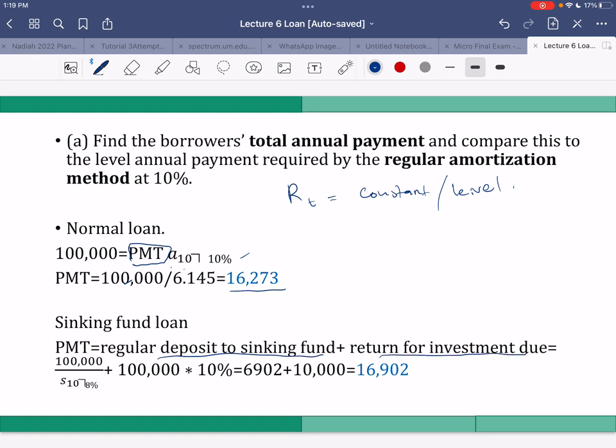But for a sinking fund, your payment is the regular deposit to the sinking fund plus the interest due. So this one is simply LI, and this one is the regular deposit to the sinking fund. So the regular deposit to the sinking fund you get 6,902, plus 10,000, so 16,902. If you compare the normal loan and the sinking fund loan, with the sinking fund you need to pay more every payment. It makes sense, right? Because you only pay off interest every year, so the remaining principal will accumulate at a lower rate j. That's why you need to pay more.